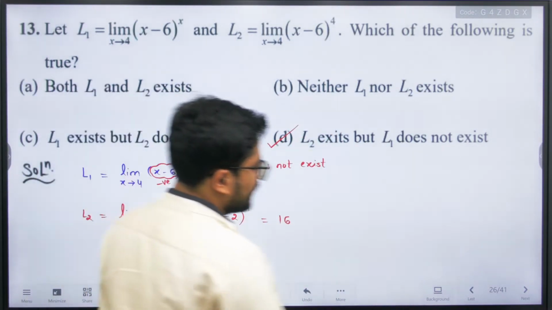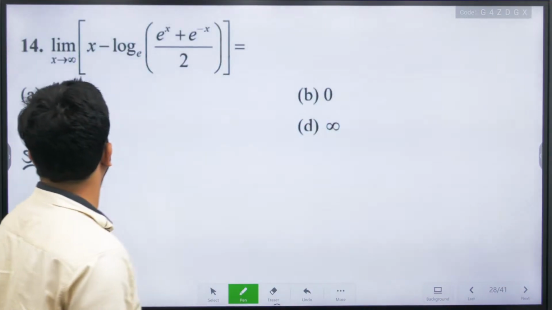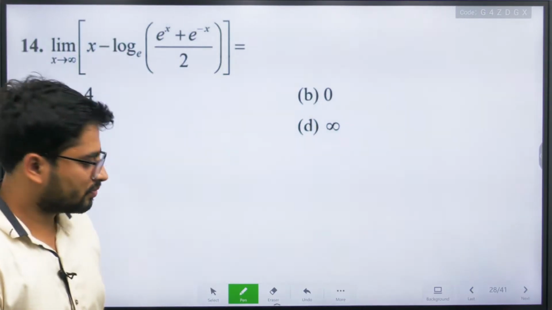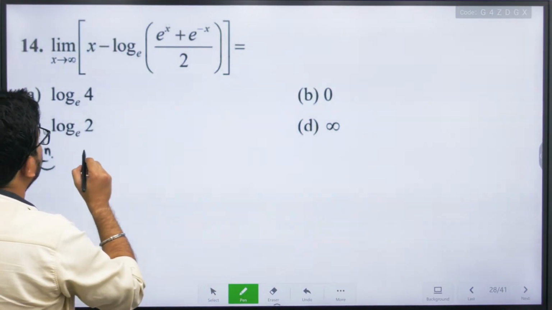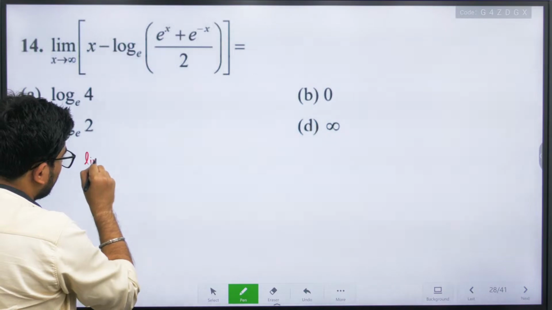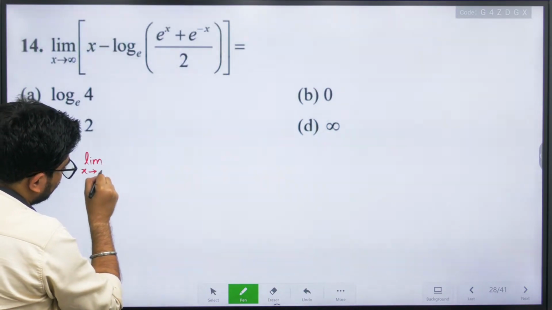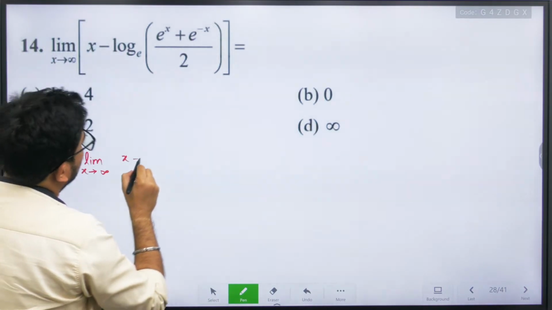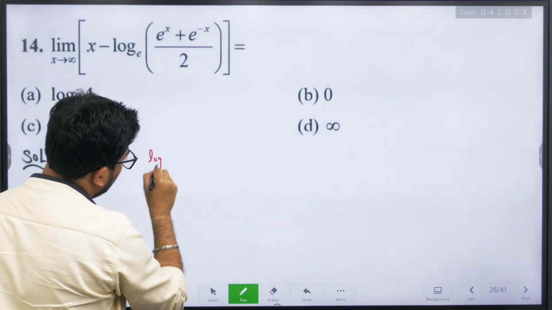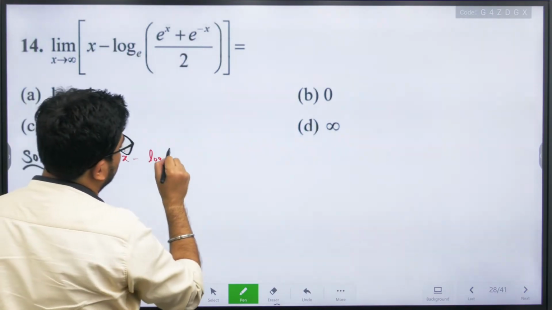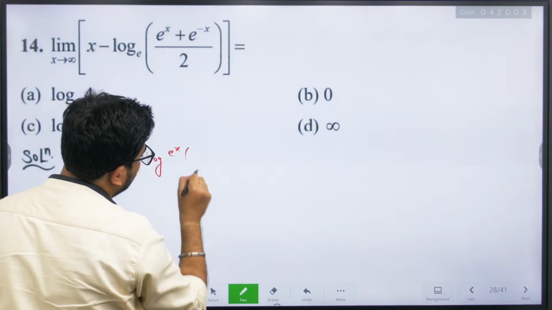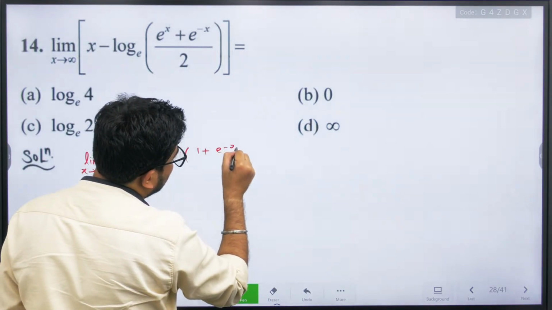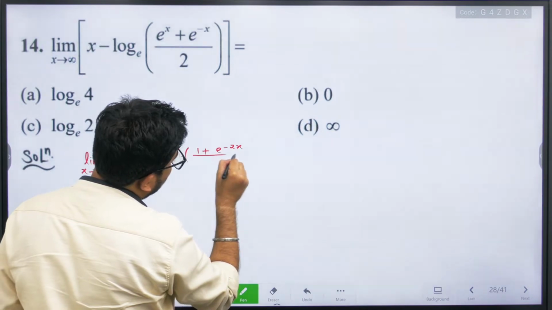Got it? Next one is here. Limit x tends to infinity of this function, x minus log. Now you can take e power x common. So that will be e power x into 1 plus e power minus 2x whole divided by 2.